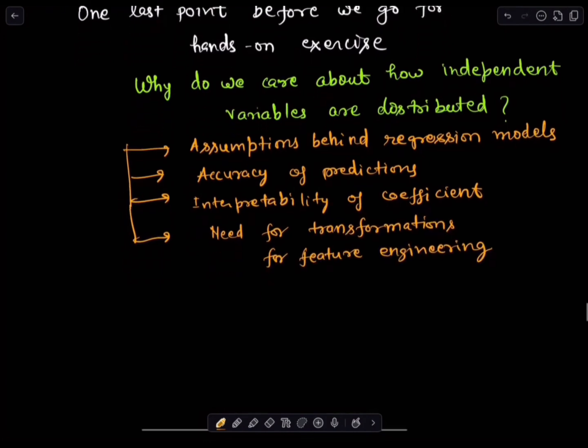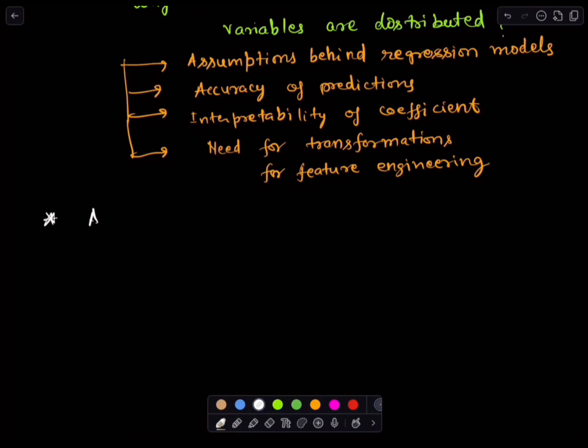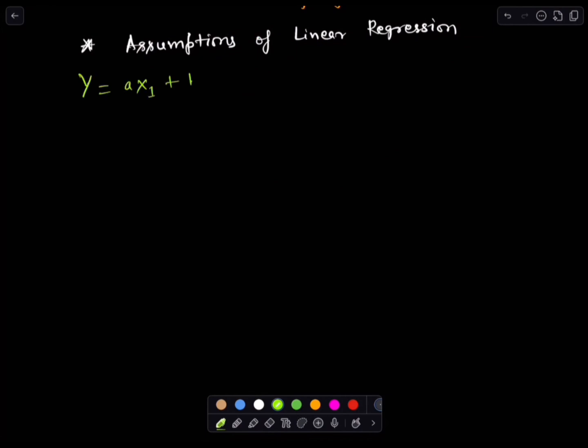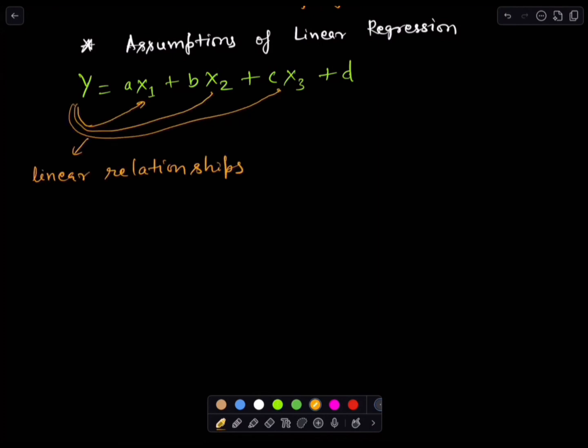Let me wrap this up for you. So first we cover the assumptions of linear regression. The relationship between y and x is linear in the parameters a, b, c, and d. This means that a, b, c, and d can only be raised to the power of 1.